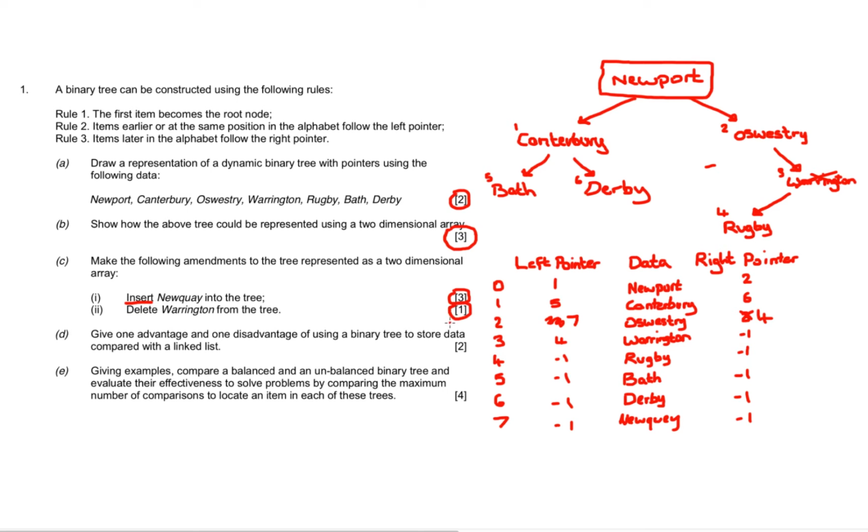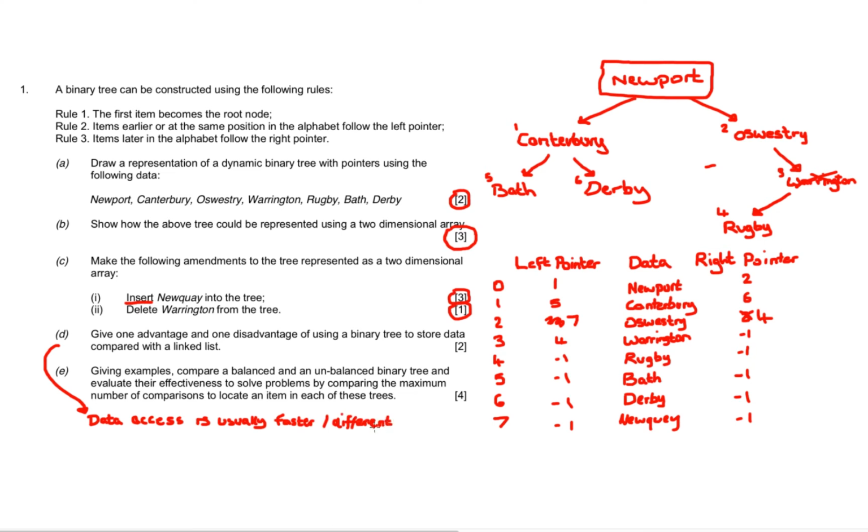In part D, we need to give one advantage and one disadvantage of using a binary tree to store data compared with a linked list. So we're looking at different data structures and comparing them together. It's only worth 2 marks, so you get 1 mark for your advantage and 1 mark for your disadvantage.